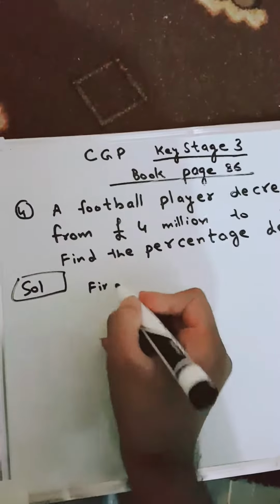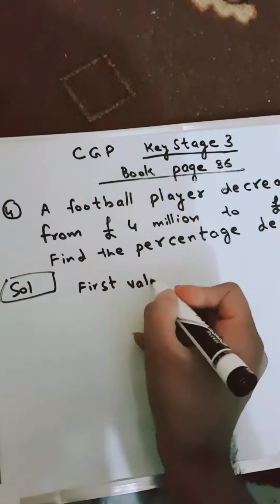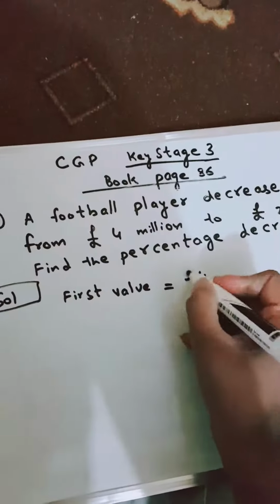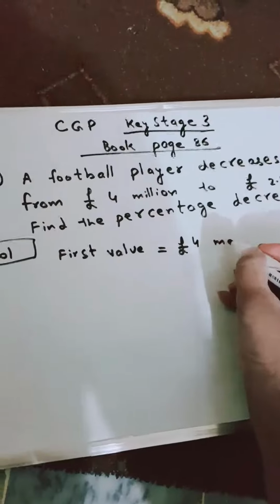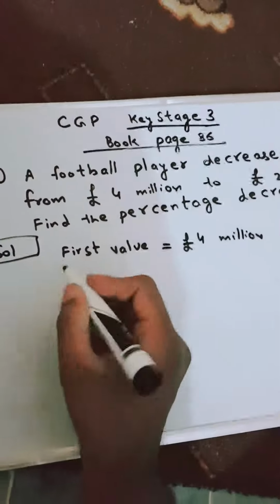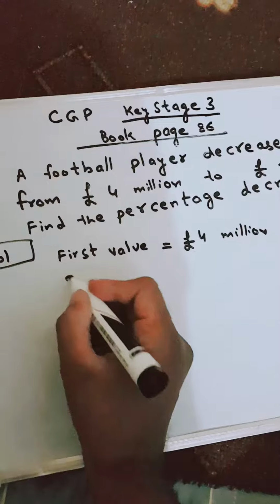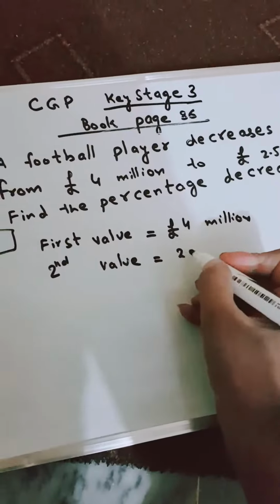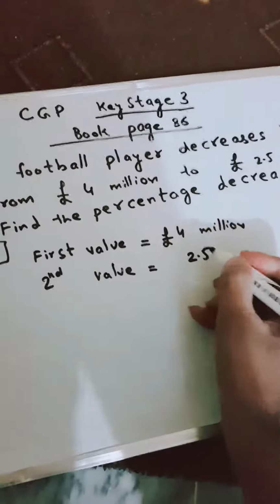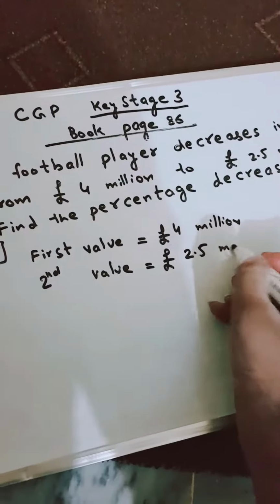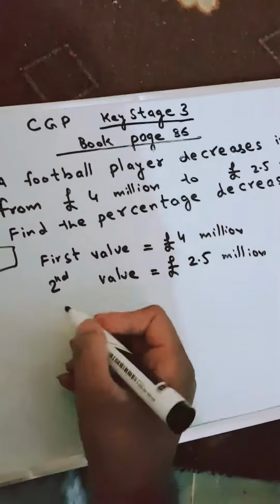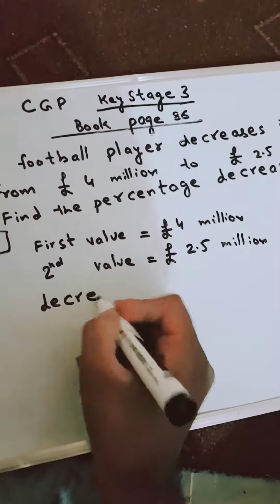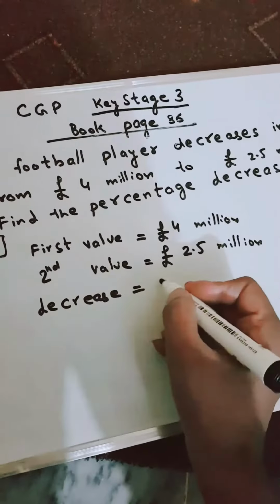First, the value was £4 million. Second, the value got to £2.5 million. And what is the difference between these? How much decrease has been done here?